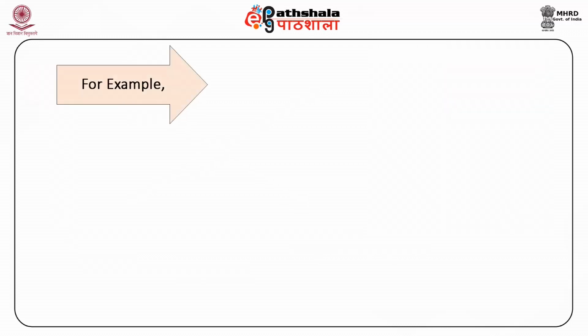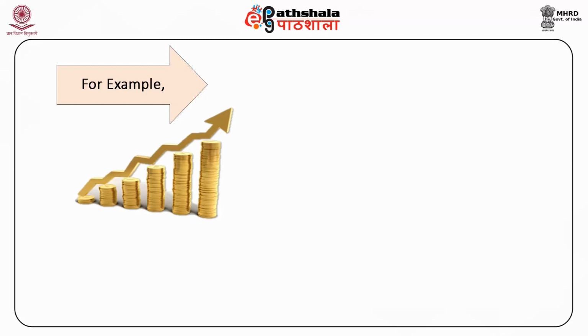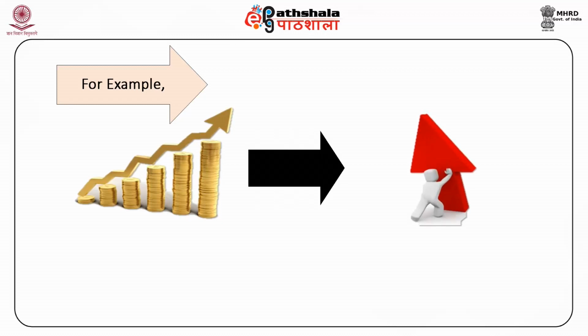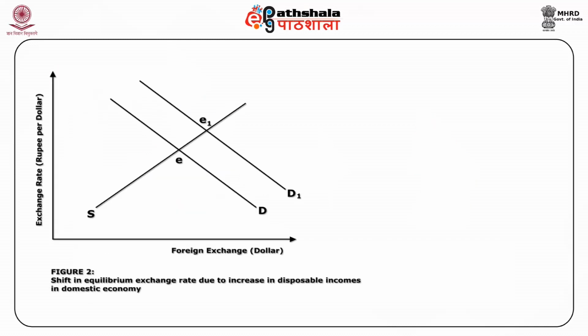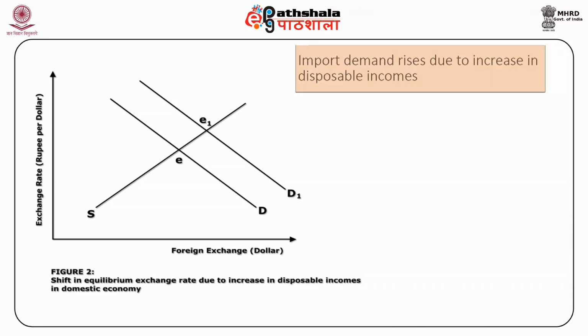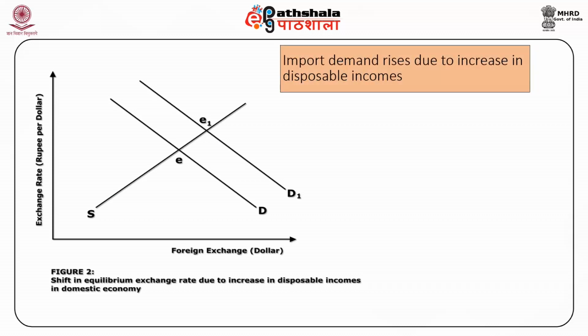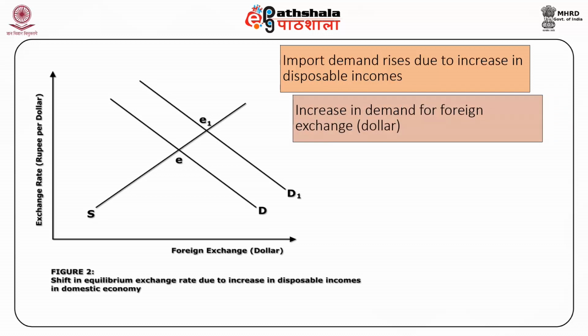For example, consider an increase in disposable income of Indians. This increases the demand for all products, domestic or foreign, and hence has an impact on demand for foreign exchange. Let us understand this case more clearly with the help of a diagram. In the diagram, the demand curve shifts from D to D1 as import demand rises due to increase in disposable incomes. Other things being equal, higher import demand leads to an increase in demand for foreign exchange, dollar, creating an excess demand for dollar at the initial exchange rate E.